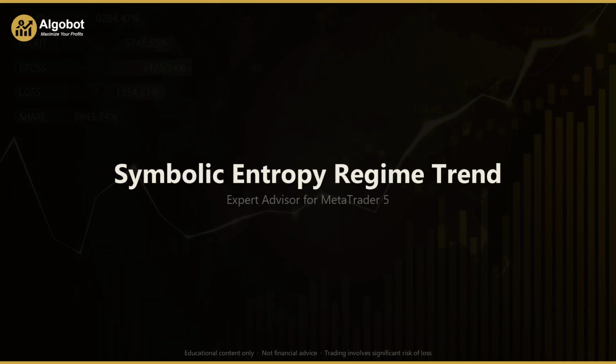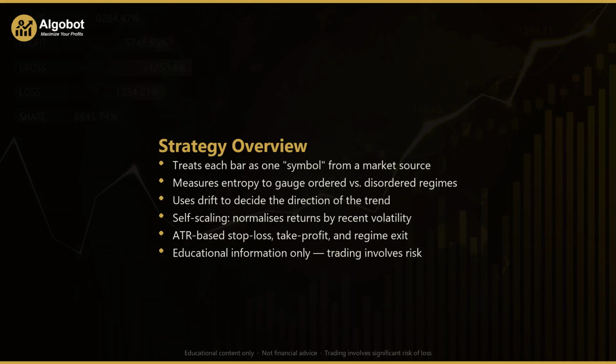This expert advisor borrows an idea from information theory. It treats the market as a source that emits one symbol every bar, then measures how orderly or how random that stream of symbols has become. By the end of this video, you'll understand how it reads market order, how it detects direction, and how it manages every trade from entry to exit. Let's dive in. So what exactly does this expert advisor do?